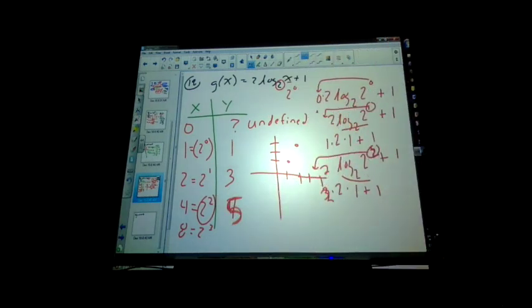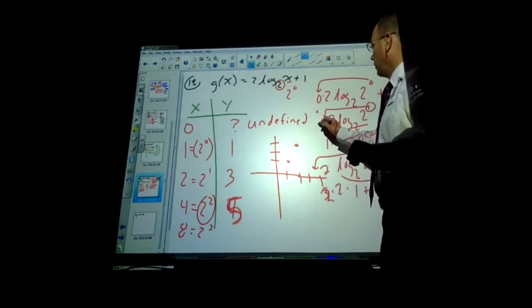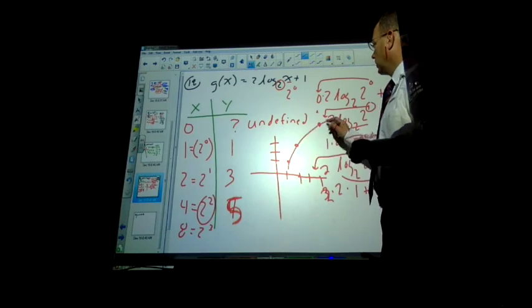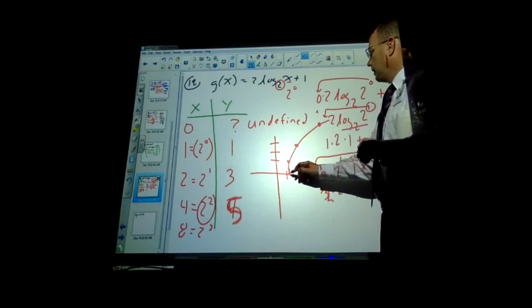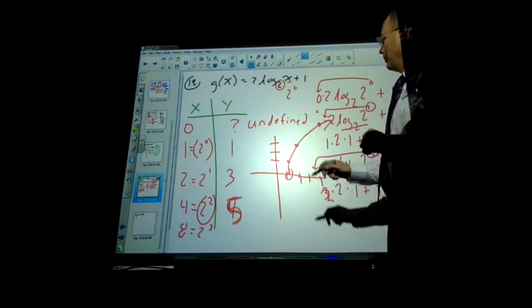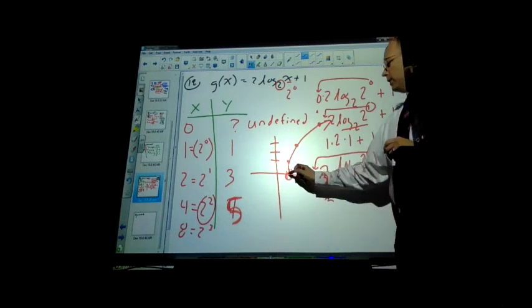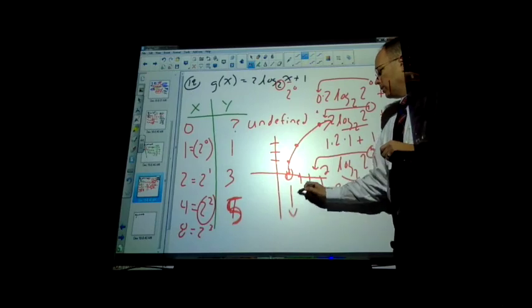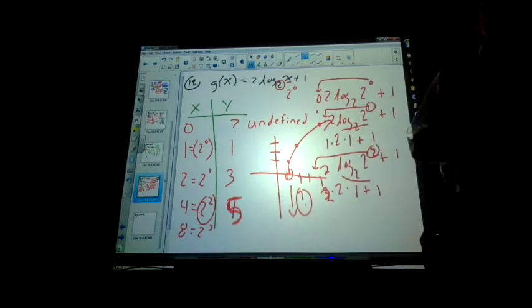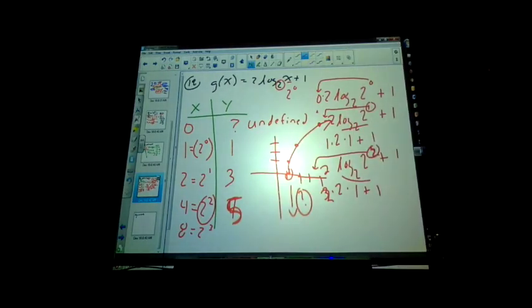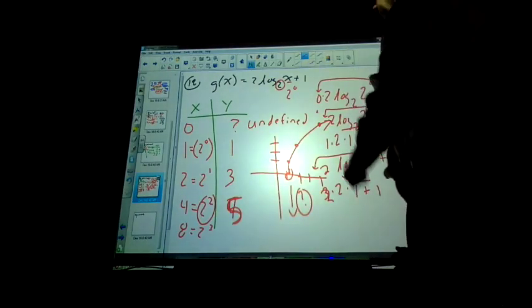4 comma 5. 1, 2, 3, 4, 5. Okay. So this is doing something like this, going that way. Why am I not bringing this down here? Is it going to happen?